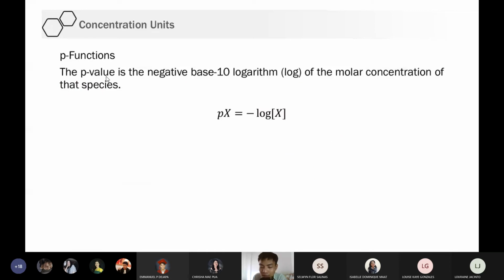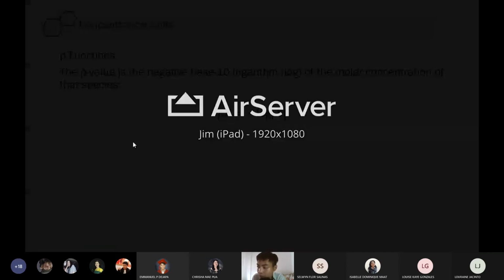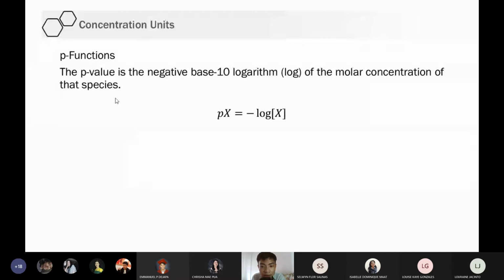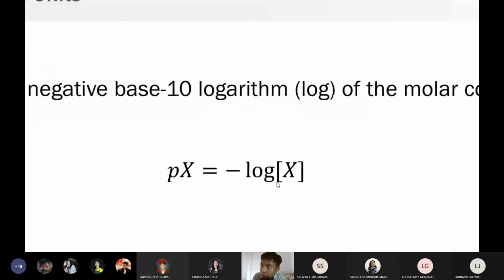Okay. So, last one. The last one is the P function. So P function, this is actually from mathematics, na kinuha lang ng chemistry. When you say P function, we are actually pertaining to the negative logarithm of the molar concentration of our species. Again, sabi ko, kapag may square bracket, that means molar concentration. So let's say our substance is X. So Px is equals to the negative log of the molar concentration of X.